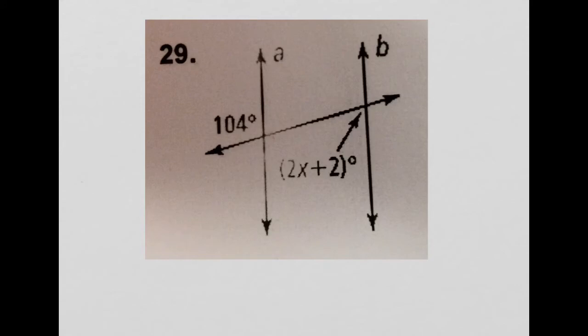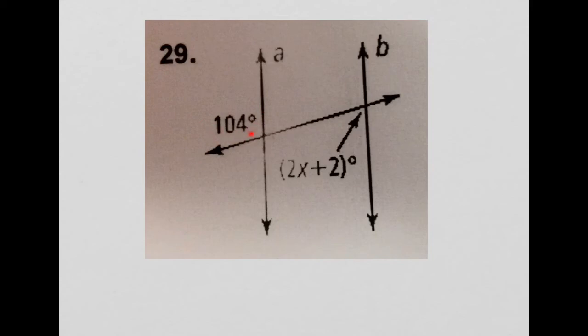All right, number 29. Number 29 is a little more involved. It has one extra step to it. Looking at this picture, I don't have any specific angle pairs that I know right off the bat how to handle. So what I usually do in this situation is I start writing down any information that I can get from the picture. So let's start here. I have that this angle measure is 104 degrees. So I'm going to go ahead and fill in what information I can from here.